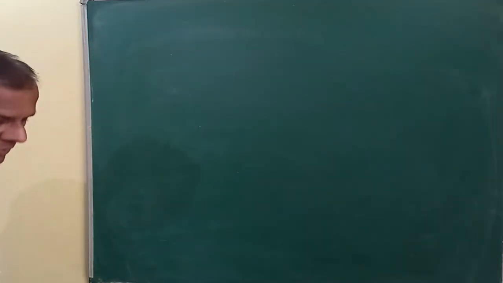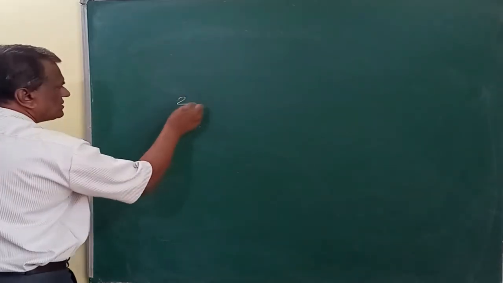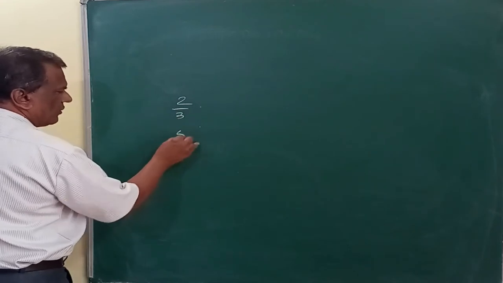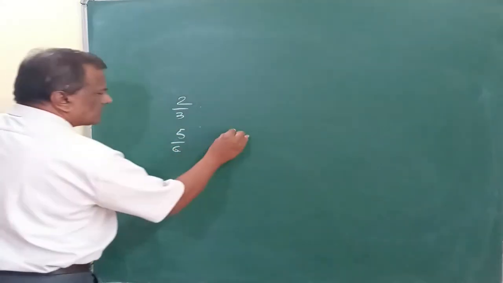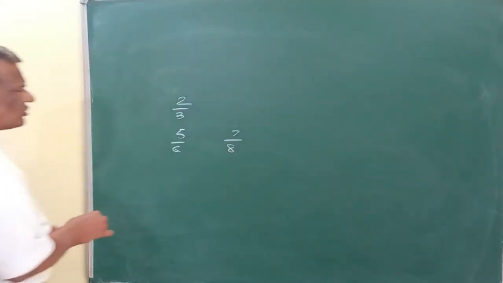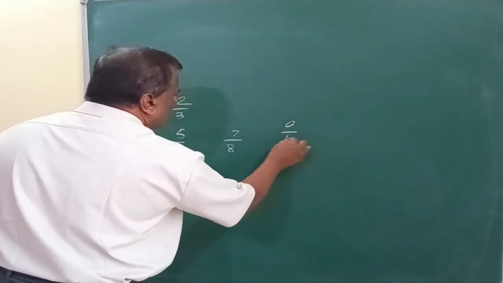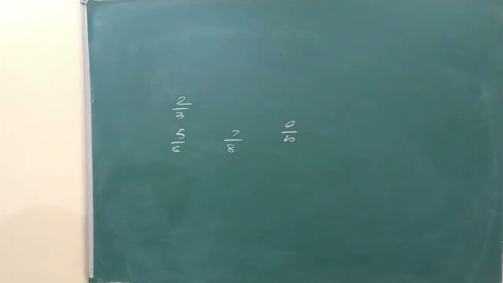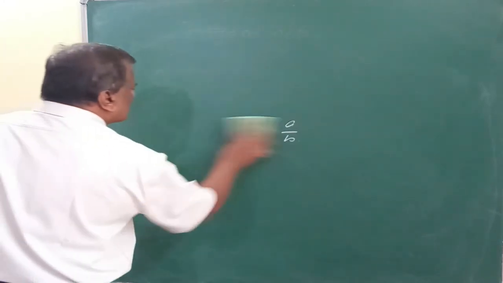six ratios. So what is a ratio? 2 by 3 is a ratio of 2 to 3. 5 by 6 is a ratio of 5 to 6. 7 by 8 is a ratio of 7 to 8. A by B is a ratio of A to B. So that way here we define 6 ratios. 6 ratios of what? That we'll discuss here.